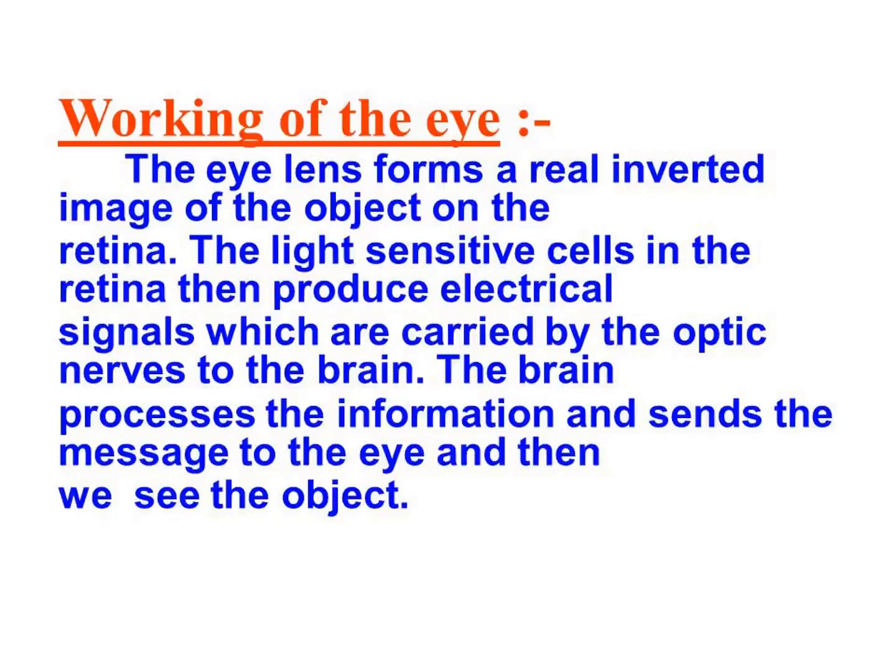The eye lens forms a real inverted image of the object on the retina. The light sensitive cells in the retina then produce electrical signals which are carried by the optic nerves. The brain processes the information and sends the message to the eye, then we can see the object, okay.